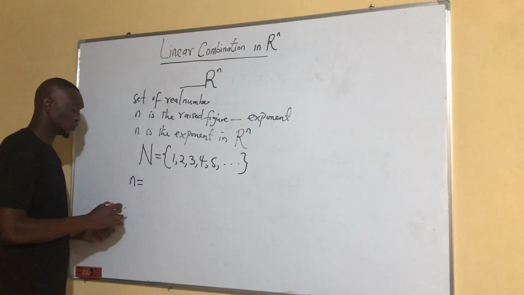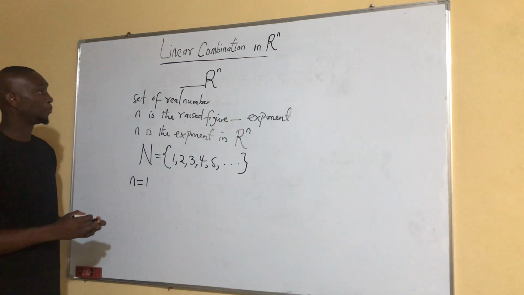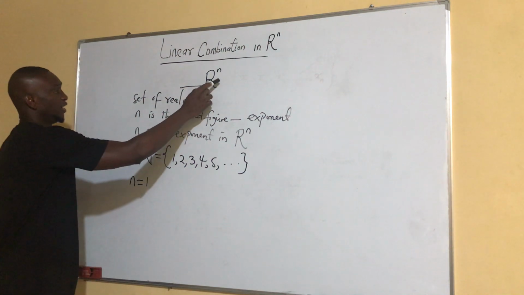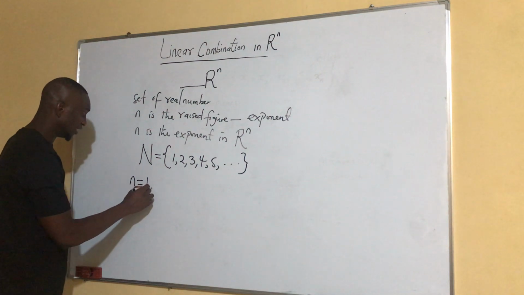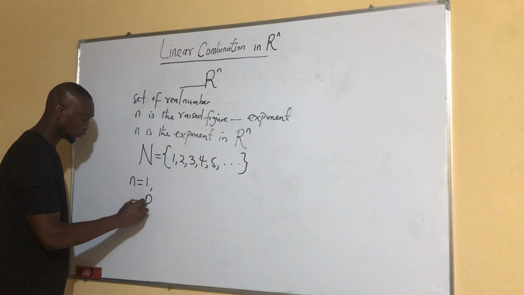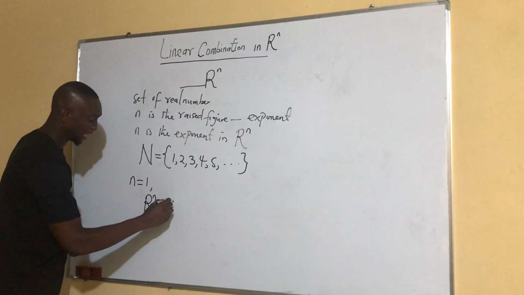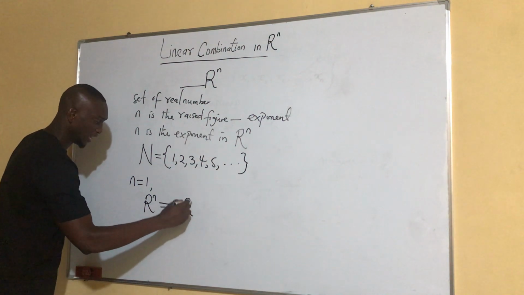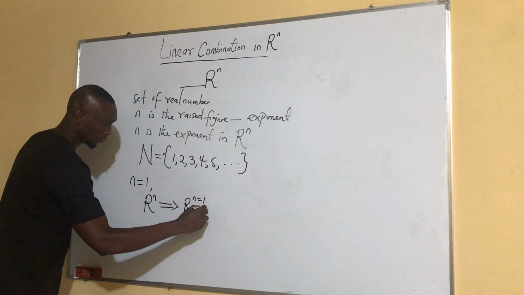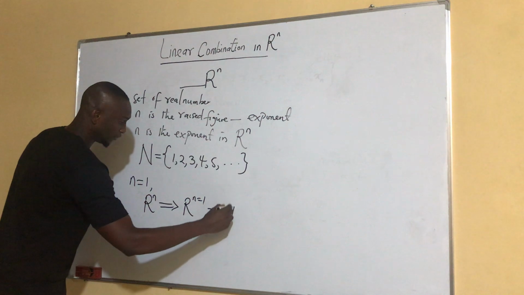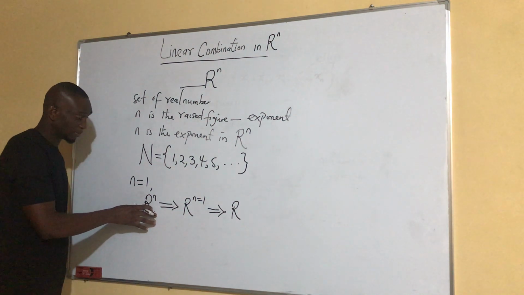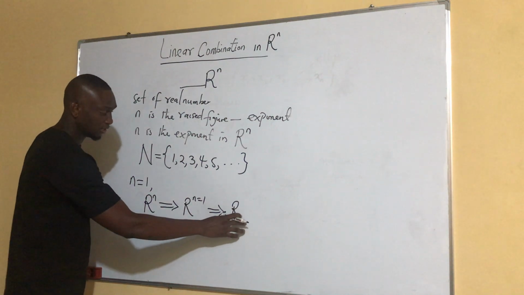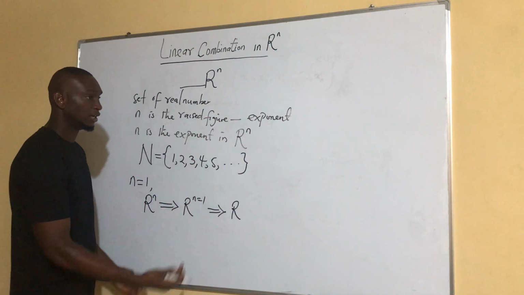Now, assuming n assumes the value of 1, what happens to this mathematical expression? If n assumes the value of 1, this mathematical expression R to the power of n will imply R, now n is equal to 1, and it implies a real number. So when n is equal to 1, this mathematical expression becomes the set of real numbers.